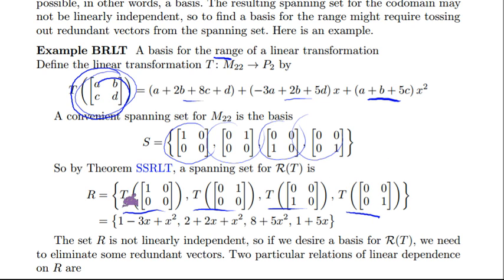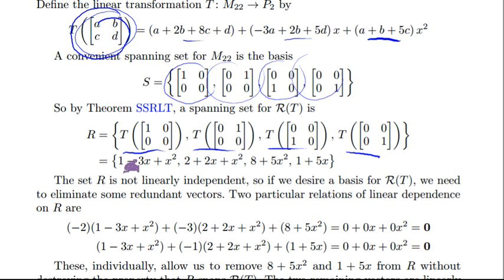Okay. Now you can compute T of 1, 0, 0, 0 according to this rule. That's just going to be 1 minus 3x plus x squared. T of 0, 1, 0, 0, well, I find all the places that have b and set b equal to 1, so that's going to be 2 plus 2x plus x squared, and so on.